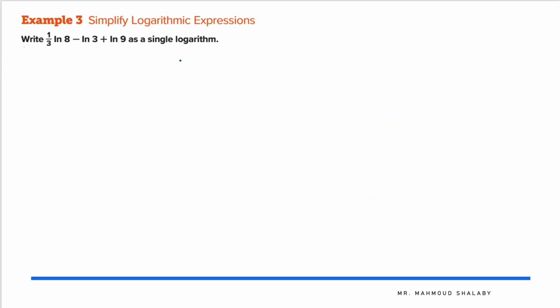Alright? Now, write as a single logarithm. Before you start this, you must remember some of the properties of adding and subtracting the logarithms. I will go over it very quickly. If I have, for example, log a plus log b, what will be the result here? If I'm adding two logarithms, instead of writing log a and log b, I can write them as a single logarithm and use multiplication. It will be log ab.